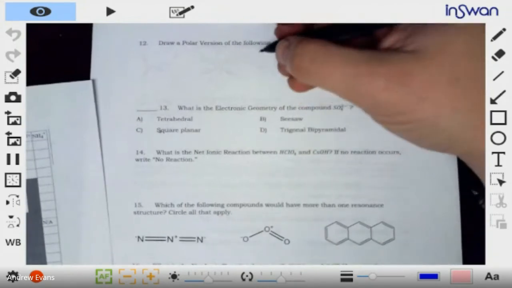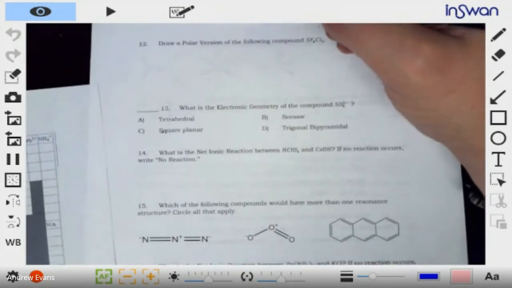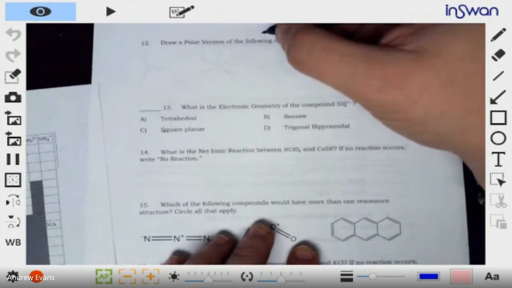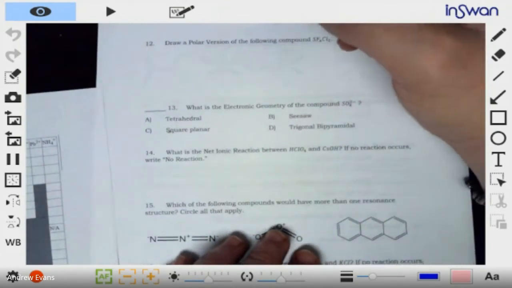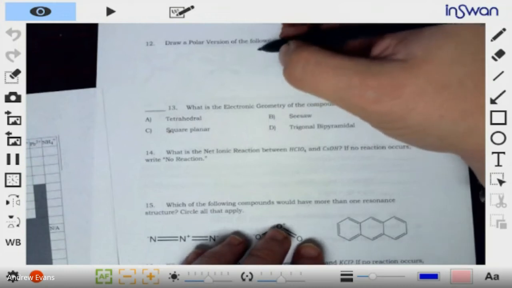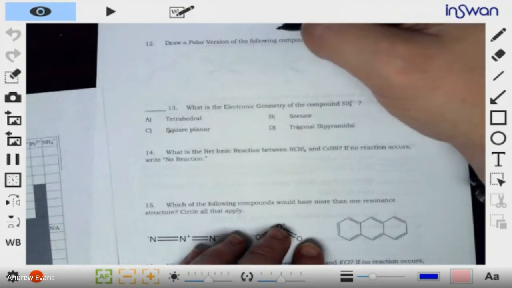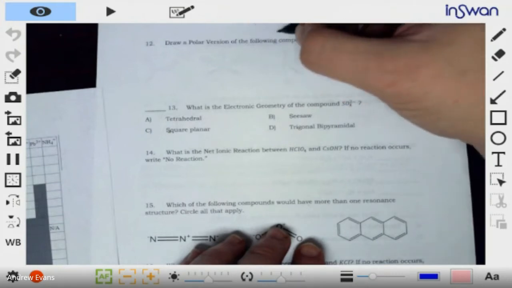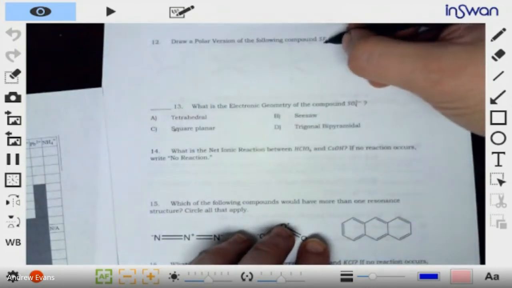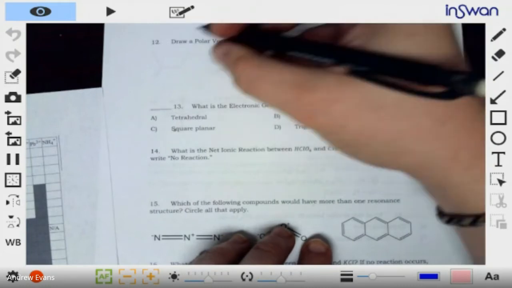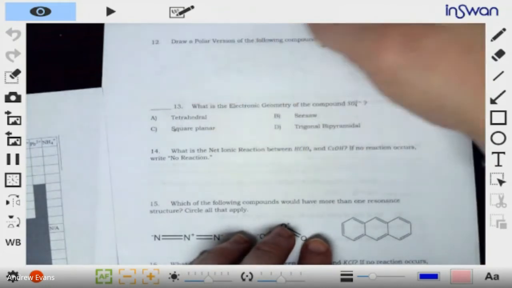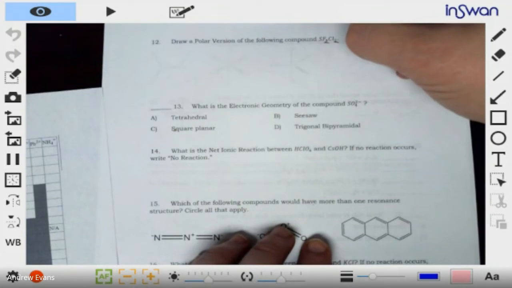Now we must draw a polar version of SF4Cl2. This is the only time you really need to focus on having the wedges and the dashes. So let's draw the Lewis structure first, just to make sure. Though the fact that there is 4 of these and 2 of these is a pretty good hint. However, because we've only learned how to draw 6 electron domains, and there's 6 atoms, it has to be octahedral. But let's check.